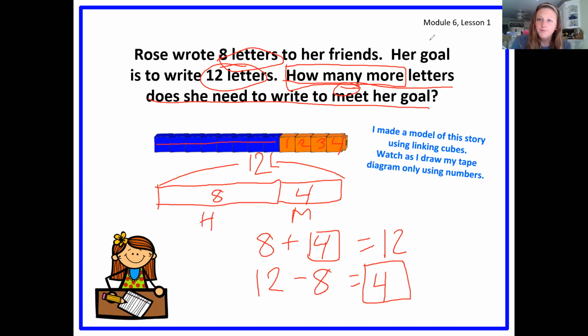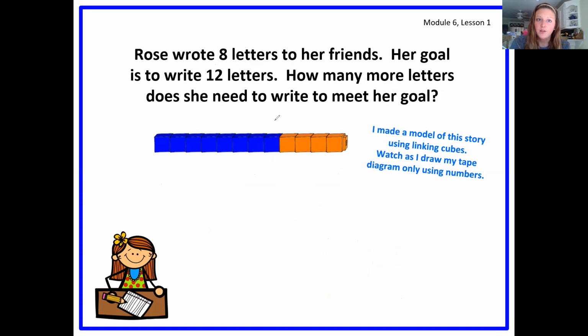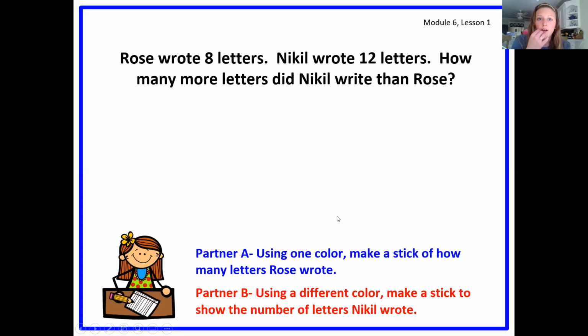All right, I'm going to clear this, and then we're going to go ahead and try another one. So Rose wrote 8 letters. Nikil wrote 12 letters. How many more letters did Nikil write than Rose?